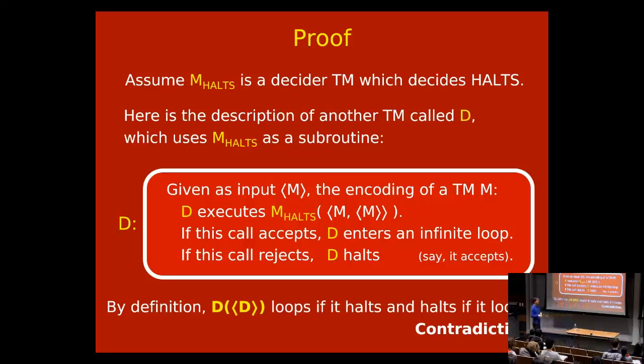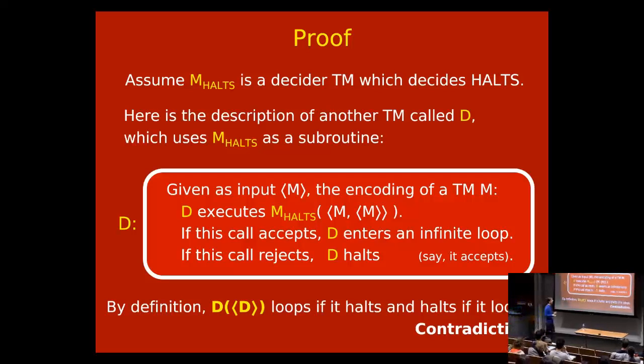If you run D and give it its own code as its input, just this block of code, well, D uses M halts to correctly decide whether D of D halts or not. And if it does halt, then D goes into an infinite loop. And if it doesn't halt, then D halts. So sounds funny, but that's it. That's the contradiction. So the only thing that could go wrong is that this assumption was bad, and therefore there's no algorithm that can solve the halting problem.